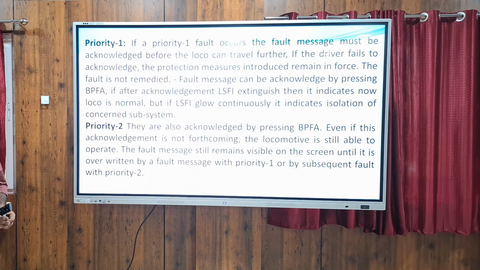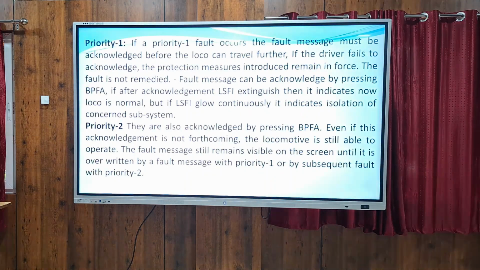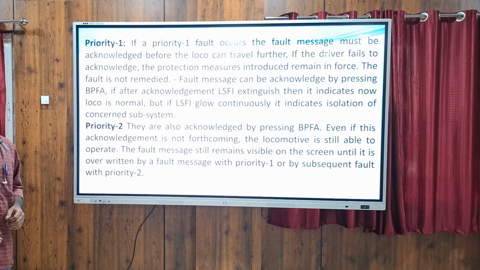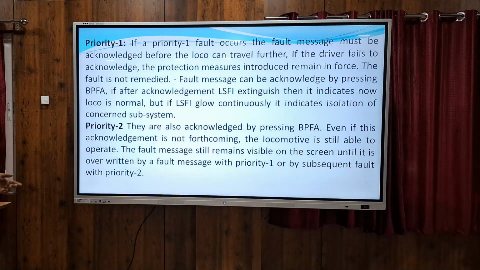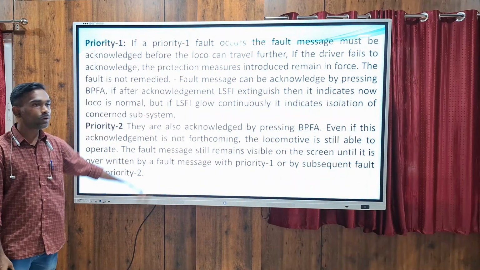So priority 1 means, if a priority 1 fault comes, DJ will trip, and that fault we need to acknowledge, then only we can drive. But in a priority 2 fault, it is not necessary to acknowledge the fault. We can drive. That fault will subside by another priority 2 fault or another priority 1 fault. After acknowledgement of a priority 1 fault, that particular equipment may get isolated. If it is isolated, the LSFI lamp will glow.